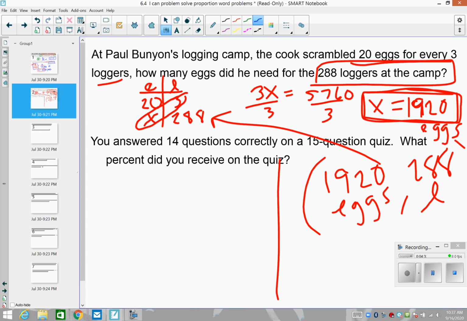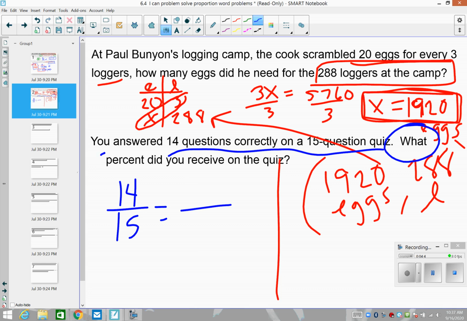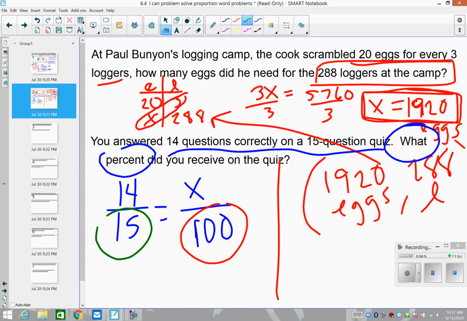All right, you should have tried that question. It says if you answer 14 questions correctly on a 15-question quiz, ooh, that's pretty good. What percent did you receive? What percent? So if the quiz was out of 100, that would be super easy for us, but the quiz is out of 15. So we got to convert to 100 and figure out your percentage because it's the definition.